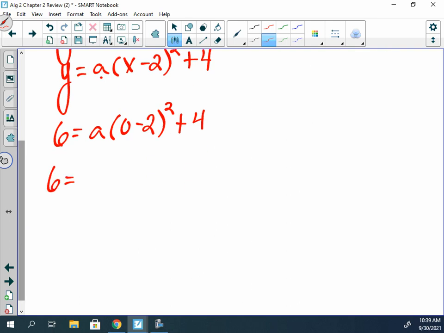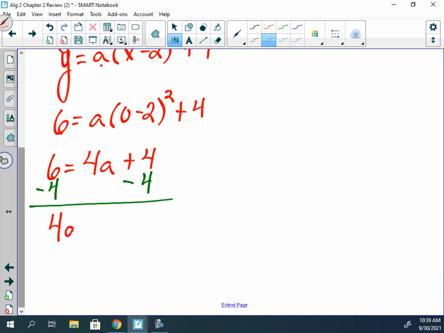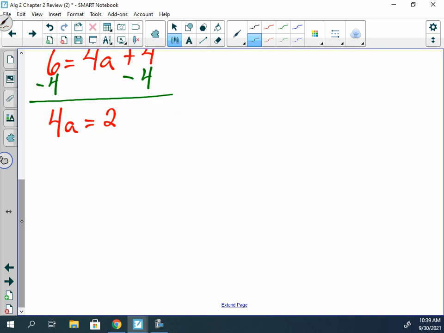Well, 0 minus 2 squared, 0 minus 2 is negative 2. And negative 2 squared would give me positive 4. Now what would we do next? Subtract 4 from both sides, which would tell me that 4a equals 2. Divide both sides by 4. Tell me a is equal to 1/2.